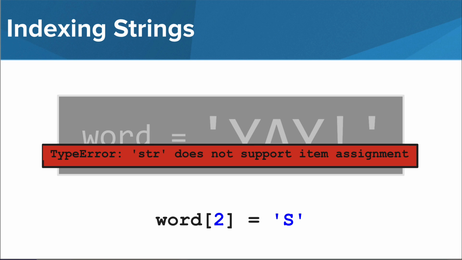This is called item assignment. Strings don't let us do this. If we want to change anything about the string, we need to save the altered value in a new variable. We'll take a look at how to do this in a few lessons, but for now, just know that we can't change one character in a string because strings don't allow for item assignment.